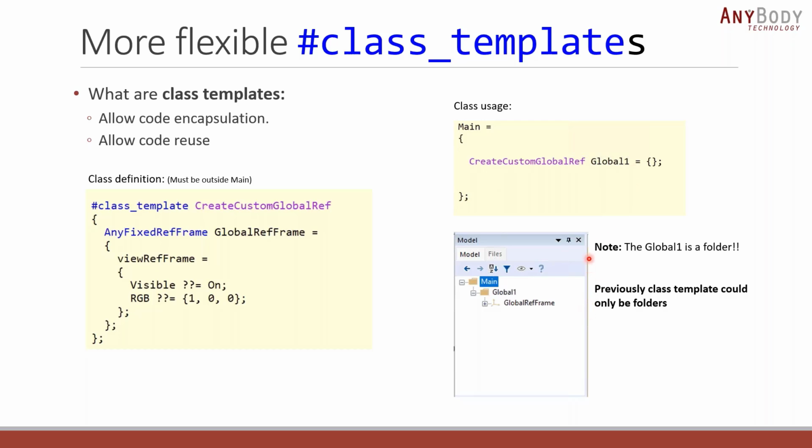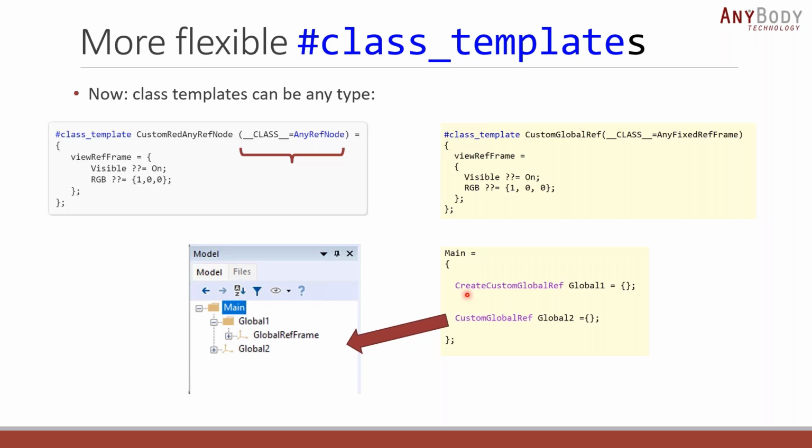If we then look at how that would look after the model has loaded, here in the model tree, we can see that there is a folder called global1, and inside there is this global reference frame, which the class template defined. But you might also see that global1 here is an any folder. That was a restriction that used to be in AnyBody, and it limited the usability of these class templates somewhat. But now class templates can be any class, and that is specified with this argument here, where you say class equal and then the class that you want your class template to become.